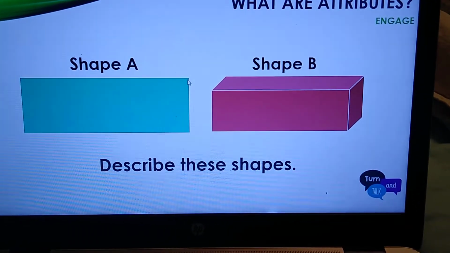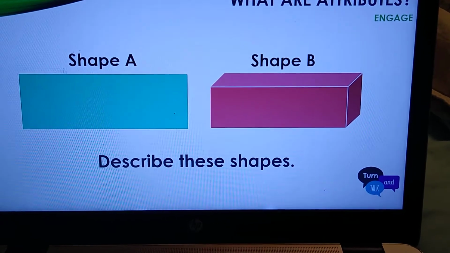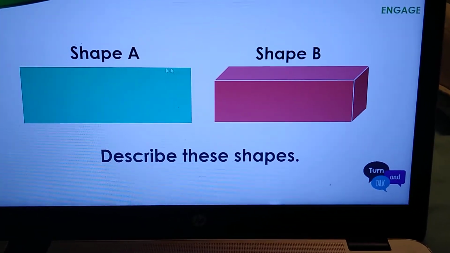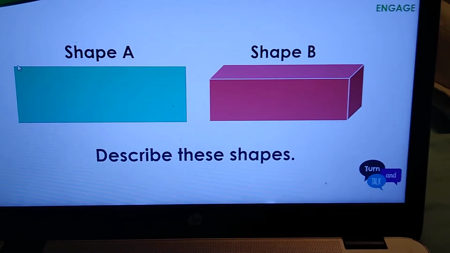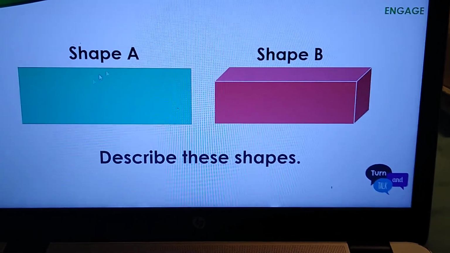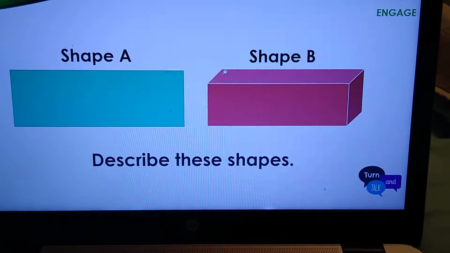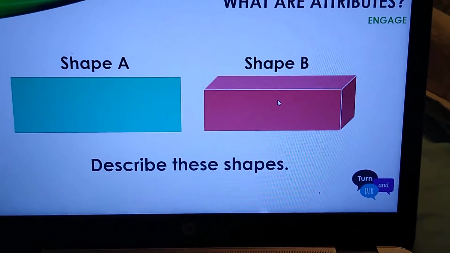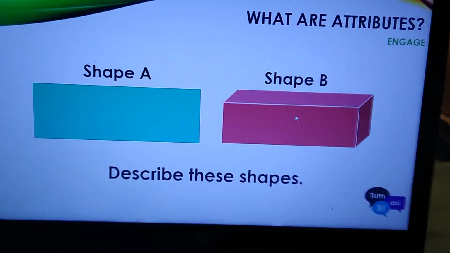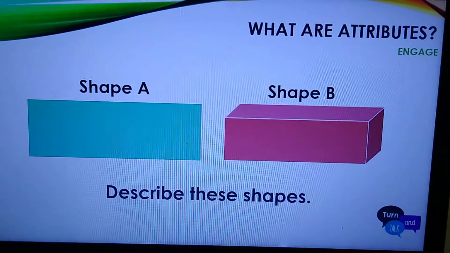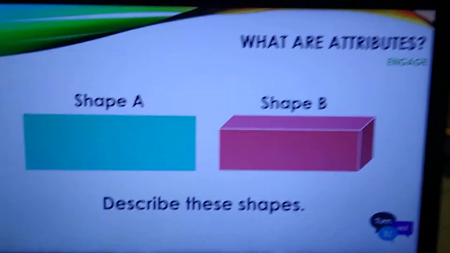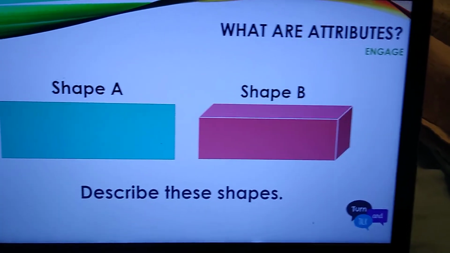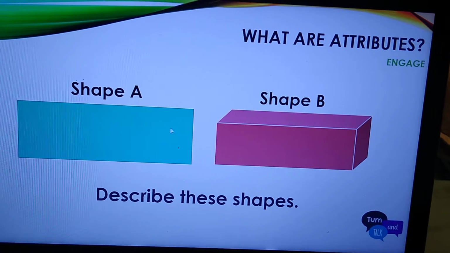Another attribute is how many vertices it has. We learned last year the corners are called a vertex. And when you have more than one, we say vertices. So there's 1, 2, 3, 4 vertices on shape A. And there's 1, 2, 3, 4, 5, 6, 7, 8 on shape B. So vertices are also another attribute of the shape. So attributes describe what the shapes look like. So can you describe these shapes out loud?